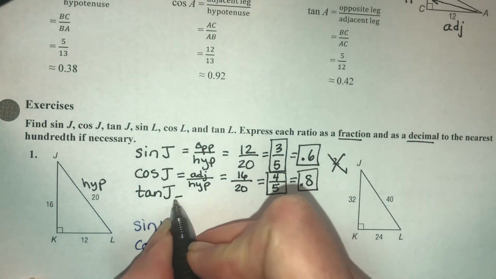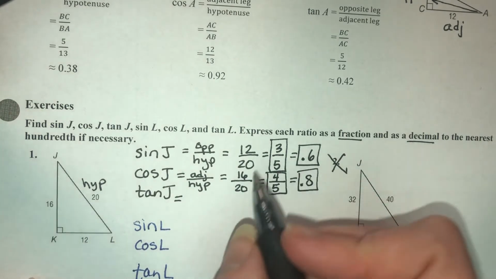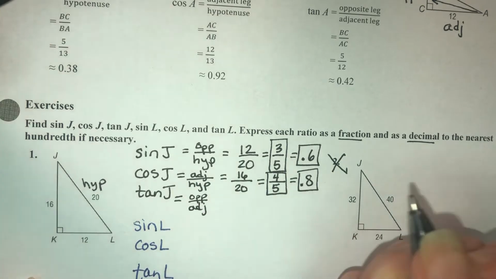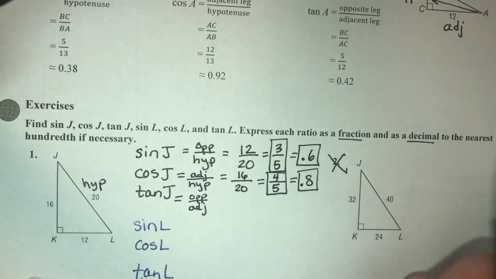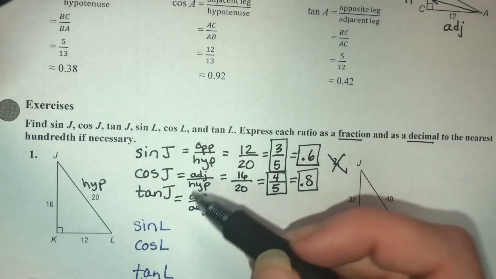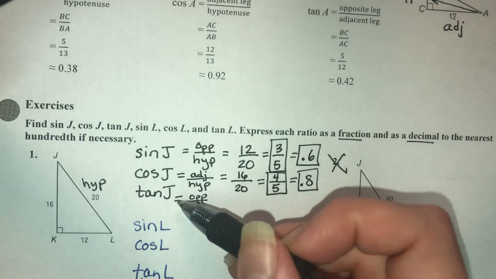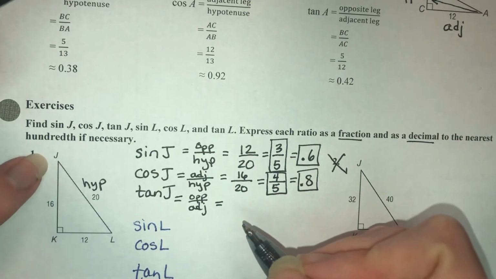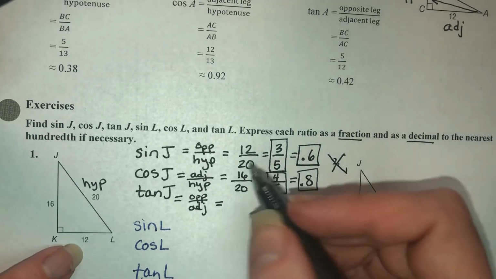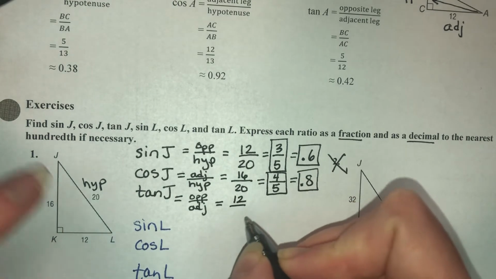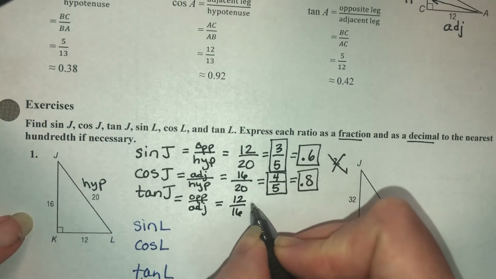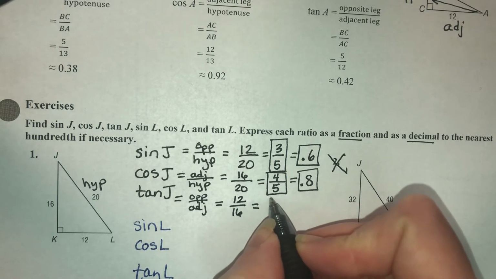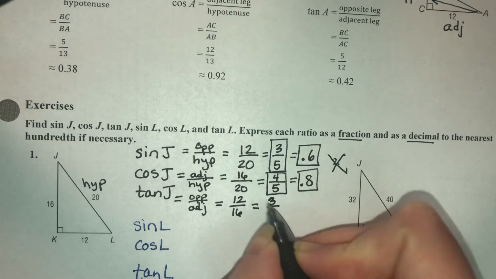All right, the tangent of J. Tangent is equal to the opposite side over the adjacent side. That's the TOA part of SOHCAHTOA, the last one, TOA. Tangent of the angle is equal to the opposite side over the adjacent side. So from angle J, we already noticed that the opposite side was 12 and the adjacent side was 16. So 12 and 16 are both divisible by 4, so we can simplify this fraction to 3/4.